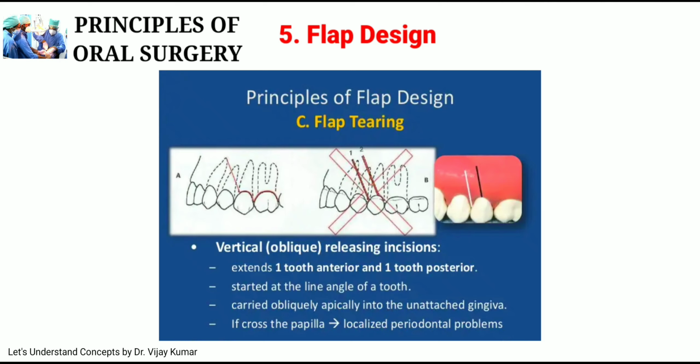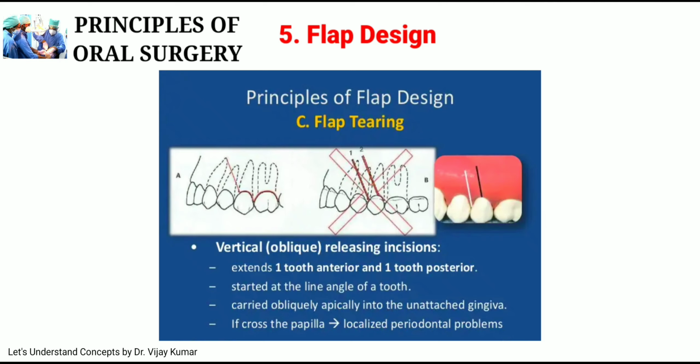So it should be reflected in a single unit. Flap should be reflected in a single unit. It should be large enough to prevent tearing or to avoid the need for modification during surgery. Adequate size of flap is a must for proper instrumentation and visual access, right?